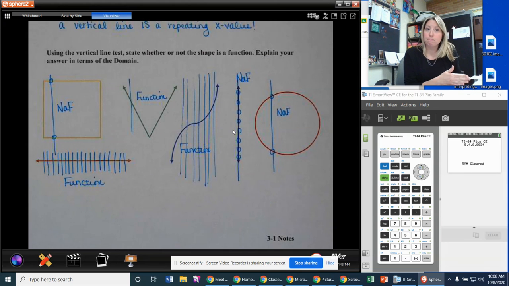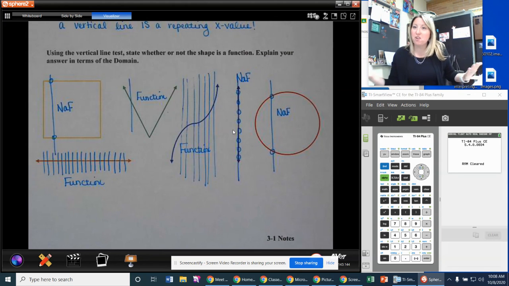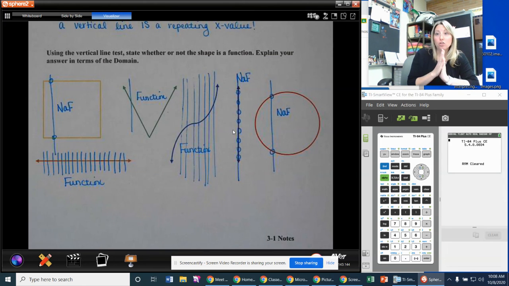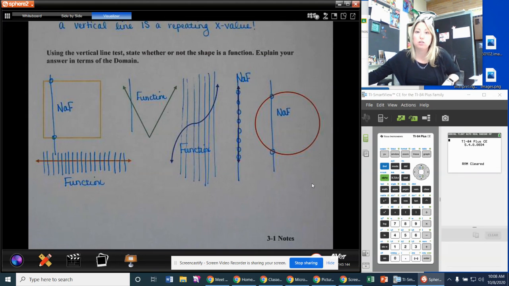This is the basics for starting our function chapter, right? We need to be able to tell if something is a function. So please let me know if you need any help. I am here to help you. Otherwise, you're looking at these pictures and these maps and these points and these tables, and you are telling me if you have a function or not a function, and then you are explaining your answer based on the x values.